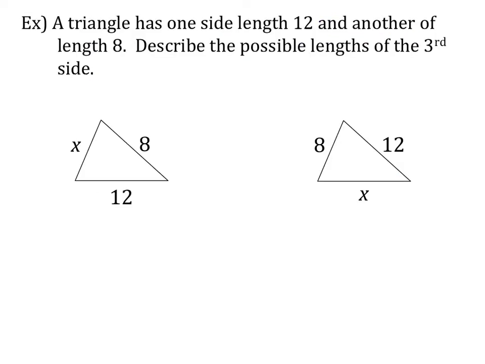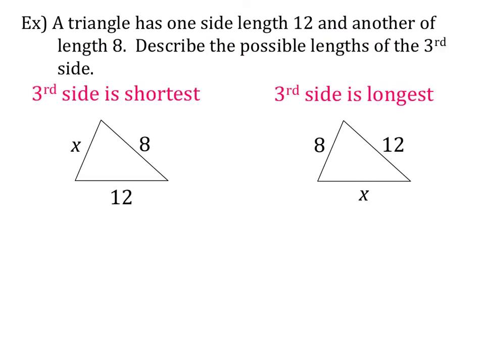Let's try an example. A triangle has one side of length 12 and another of length 8. Describe the possible lengths of the third side. So we have two options for what this side could be. It could either be the shortest side or the longest side. So on the left, I've drawn the scenario where x is the shortest side, our third side is the shortest, and on the right, I've drawn the option where the third side is going to be the longest.